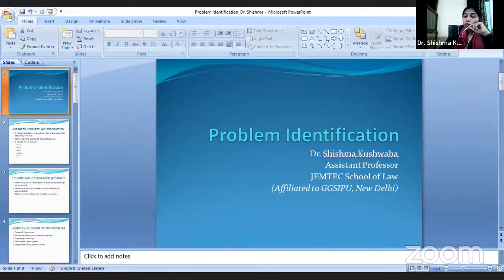Controversial subjects should be avoided. Too narrow or too vague a problem should also be avoided. The subject for research, whatever topic we have considered, should be familiar to us.